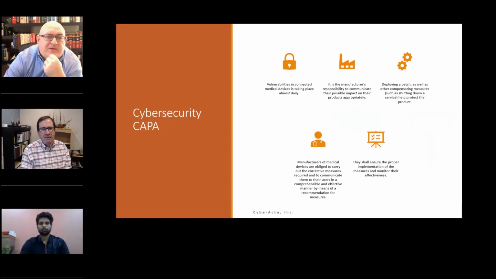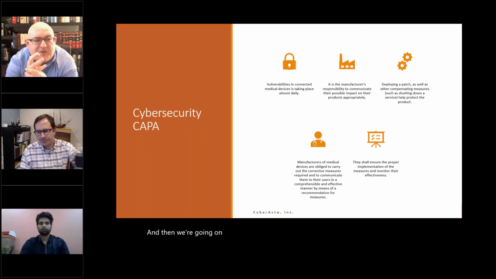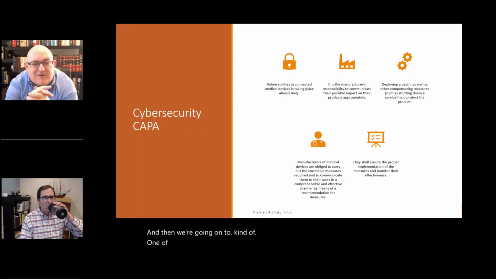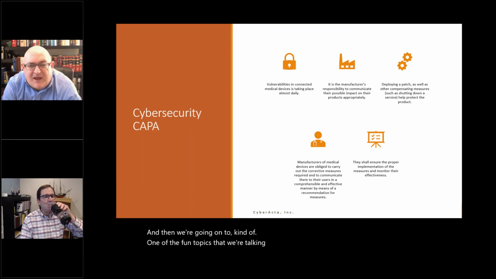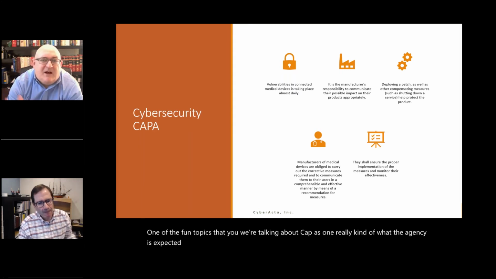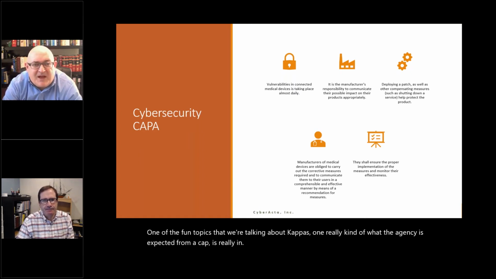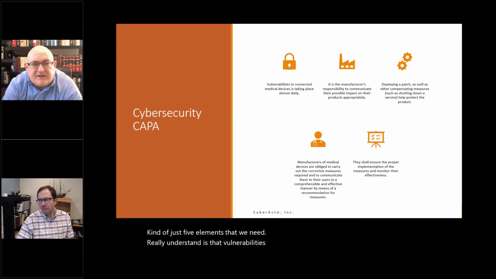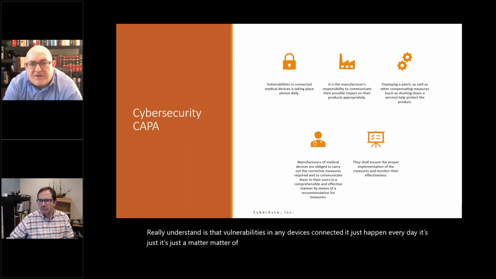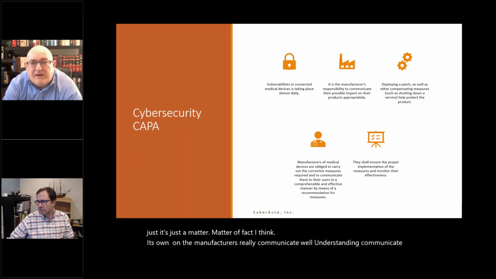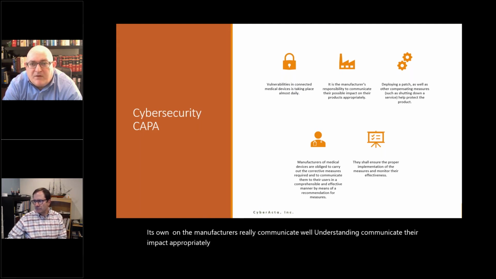And then we're going on to one of the fun topics, CAPAs. What the agencies expect from a CAPA is really just five elements. We really need to understand the vulnerabilities in any device that is connected, which just happen every day. It's just a matter of fact. I think it's on the manufacturers to really understand and communicate their impact appropriately, and really going out to deploying a patch or a solution, that's going to be important to understand.